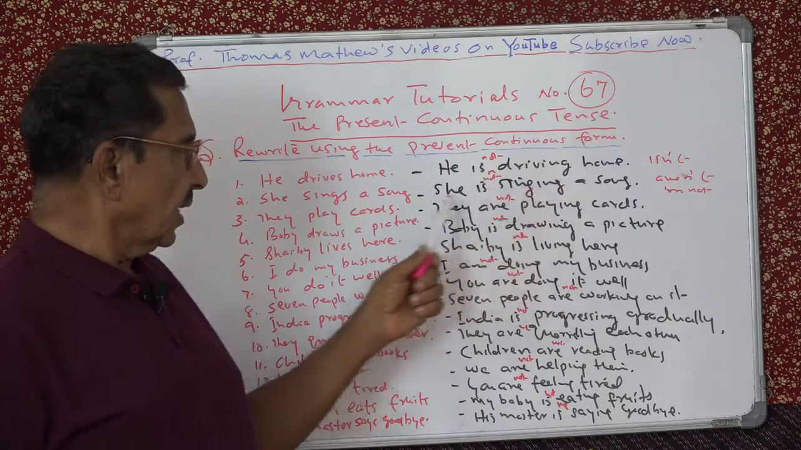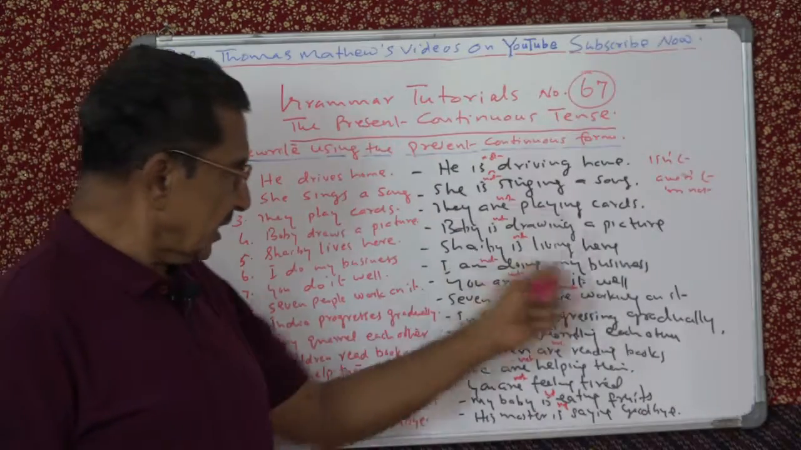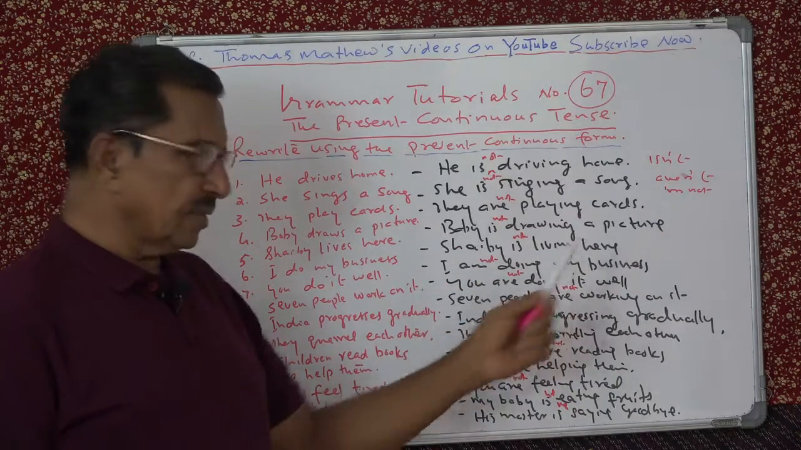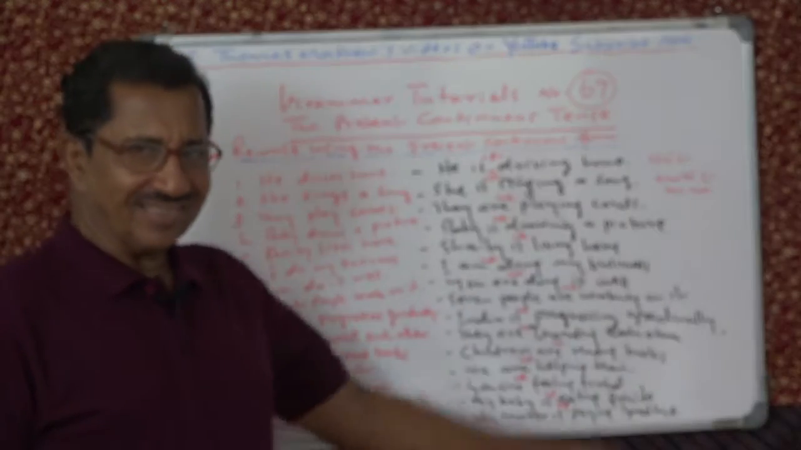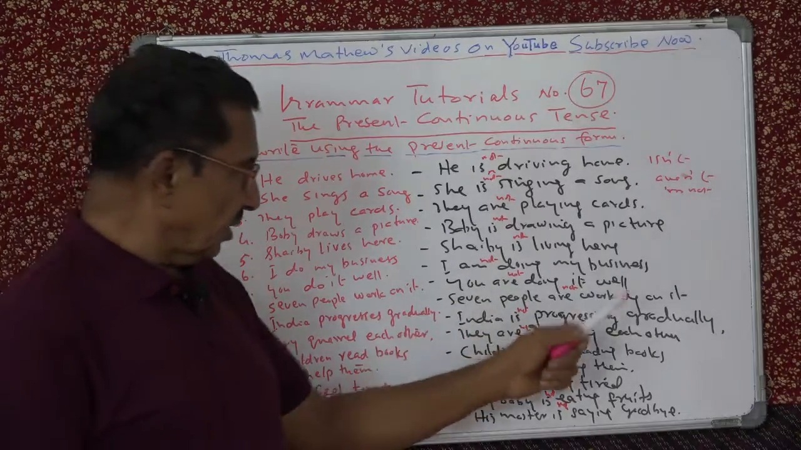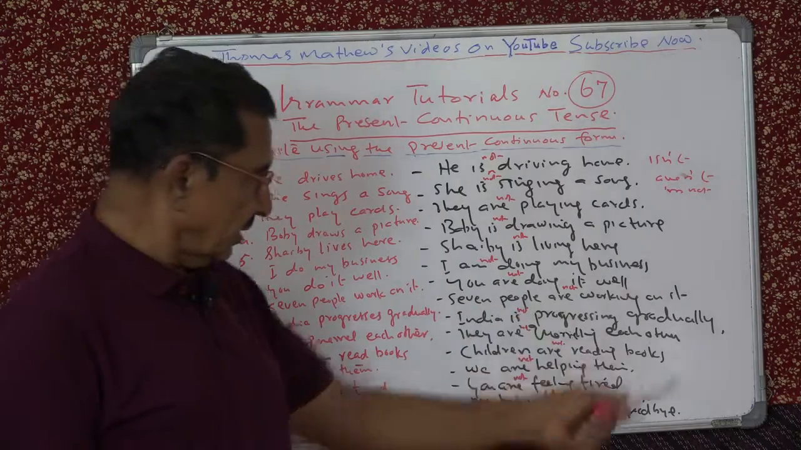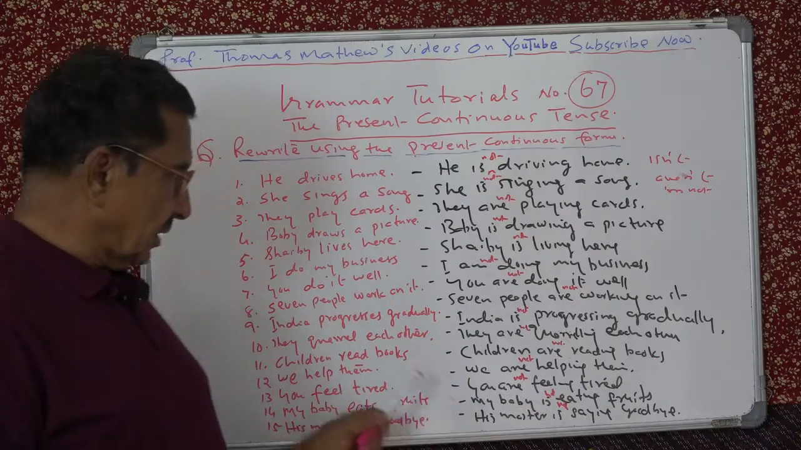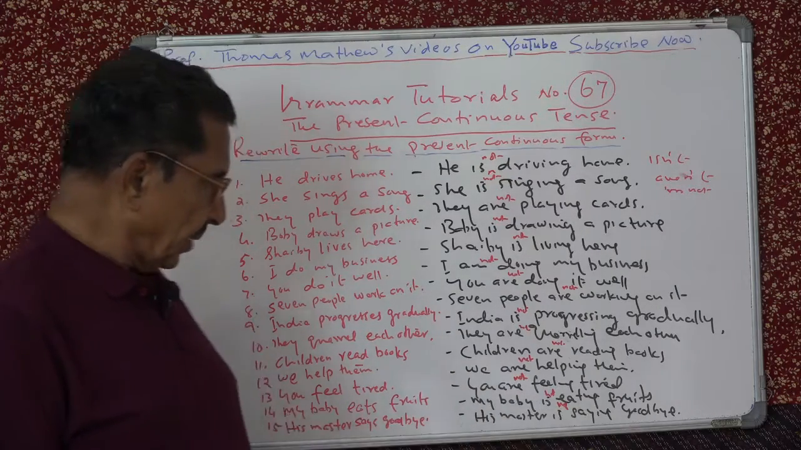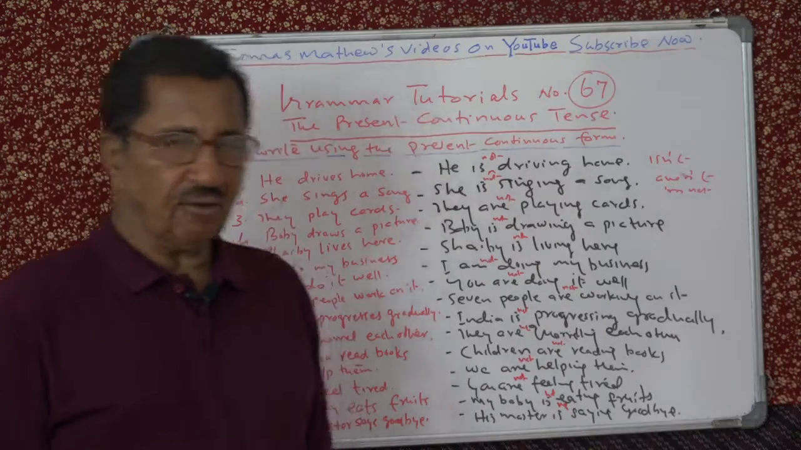He isn't driving home, she isn't singing a song, they aren't playing cards, baby isn't drawing, I'm not doing my business. You are not doing it well, you aren't doing it well. Seven people aren't working. India isn't progressing. They aren't quarreling. Children aren't reading. We aren't helping. You aren't feeling. My baby isn't eating. His master isn't saying goodbye.